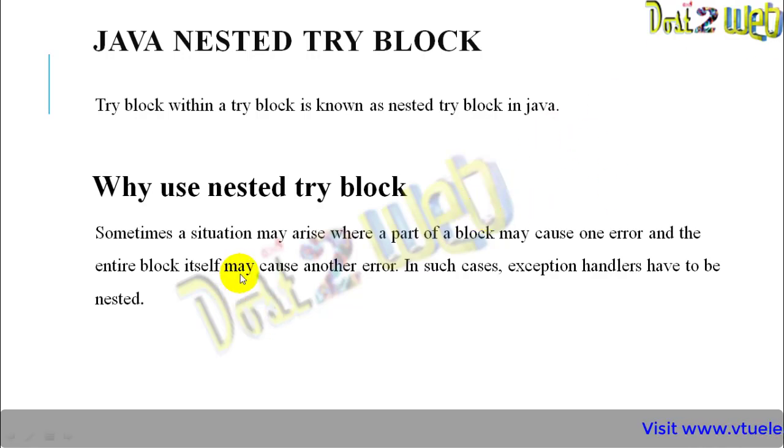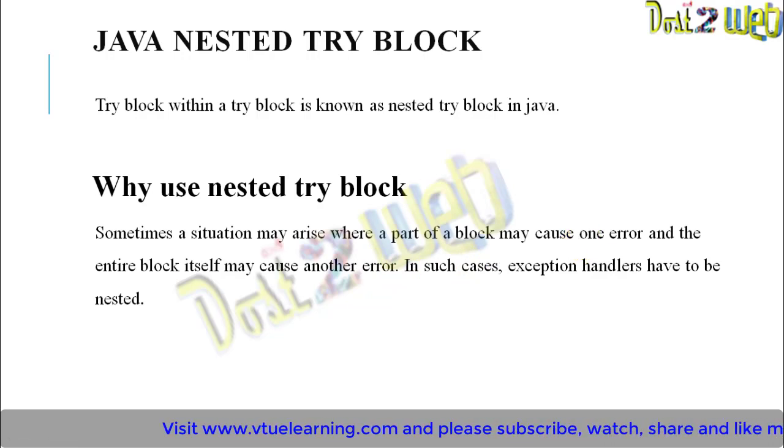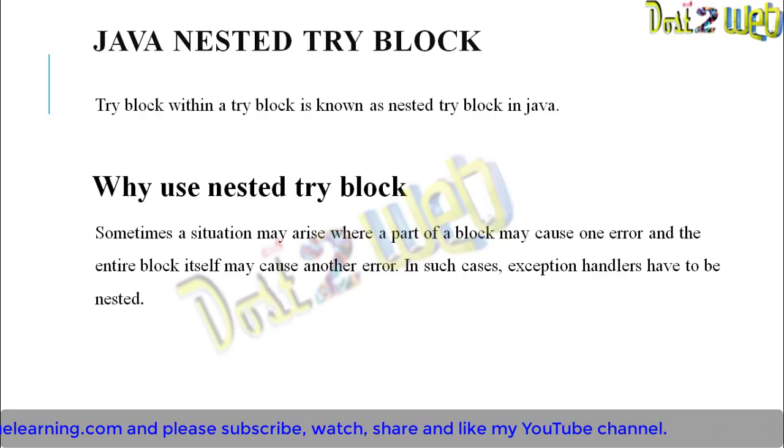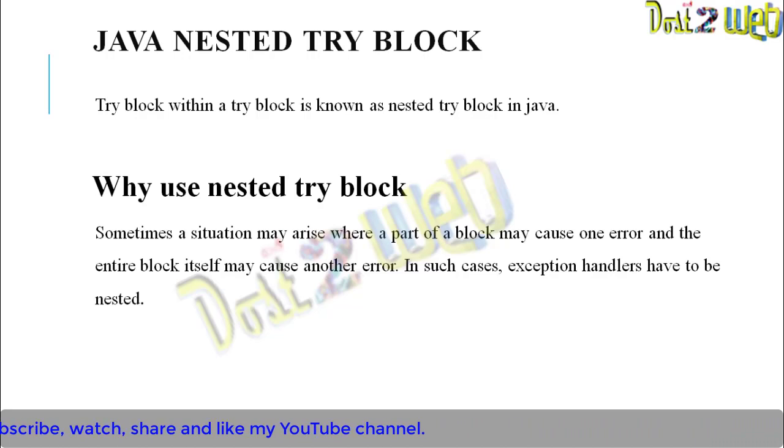If one block may cause another error, in such a case exception handling has to be nested. So you will have a program where one block causes one error and another block causes another error. That situation needs to be handled only using your nested try block.